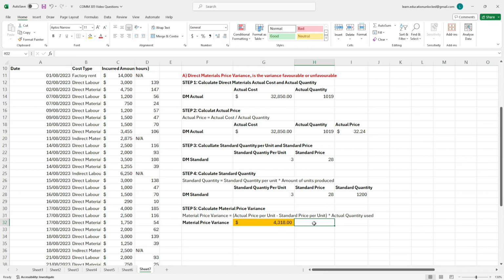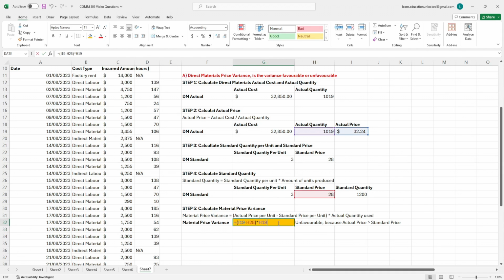And so they want us to know if it's favorable or unfavorable. And if you guys don't know this, well, I detailed it in my chapter 12 video as well. So this is going to be unfavorable. And there's two ways of knowing this. First, if this is a positive number, you would automatically know that it's unfavorable. And because our actual price is greater than our standard price.